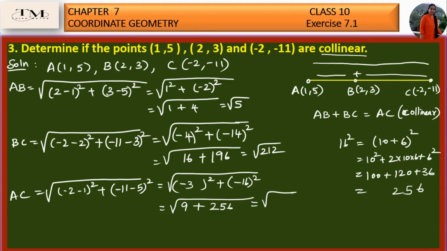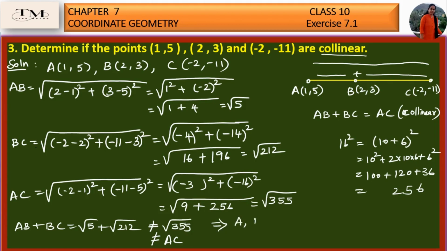So if you add both the values, you will get 265. Okay, children. So now if you check AB plus BC, AB is root 5, BC is root 212. So this is not equal to root 265, which is AC. So if you add these values, you will not get the answer for root 265. So AB plus BC is not equal to AC. So this means A, B, C are not collinear.